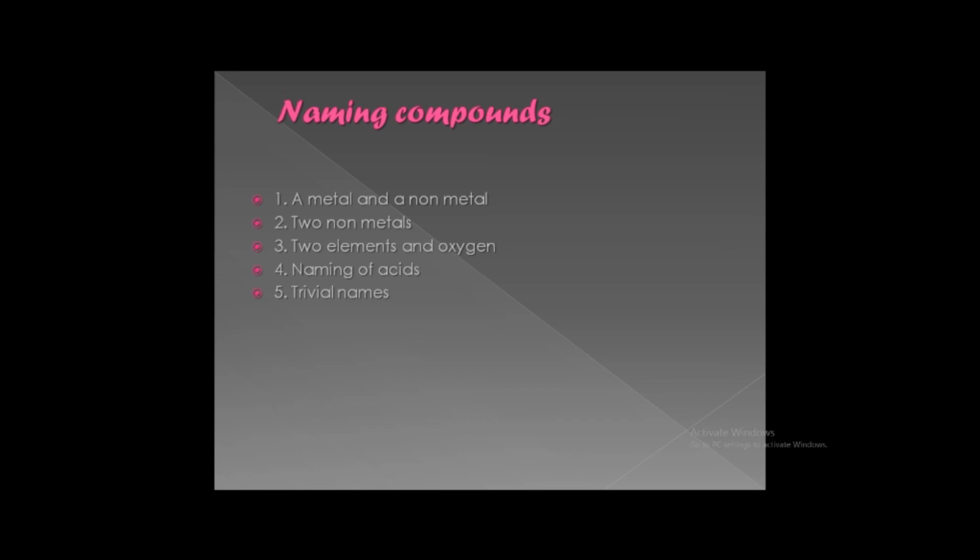So the first rule, if binary acid is there, take the case of HCl. How to name? For H will add a prefix hydro. For Cl will add a suffix -ic. So we will read as hydrochloric acid. Second, take an example of another binary acid, HF. How you will read? For H you add prefix hydro. For F you add -ic. So you will read as hydrofluoric acid.